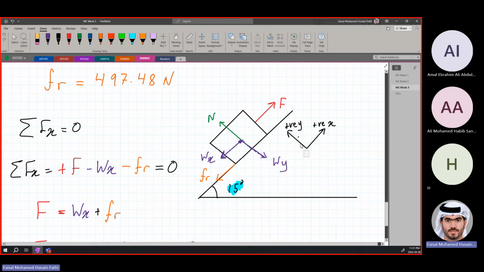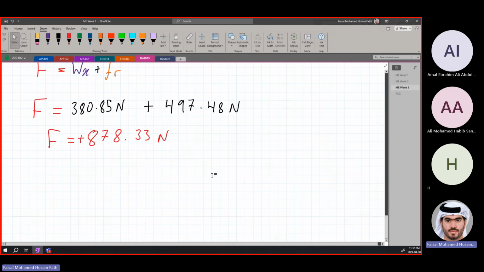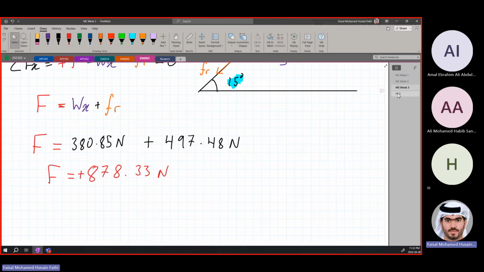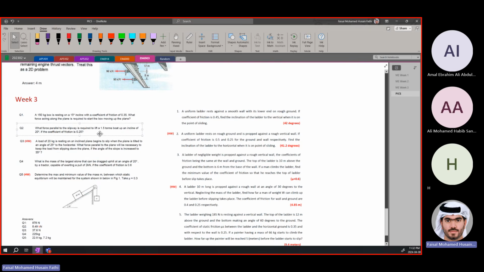Same thing with the y. When I did sigma Fy, I was looking at this. I was taking this arrow and checking with the normal force. Is it the same direction? Yes, so N is going to be positive. With Wy it is the opposite, so it's going to be negative. And that is the whole concept of how to solve it when you have an inclined plane. Let's move on to another inclined plane question.